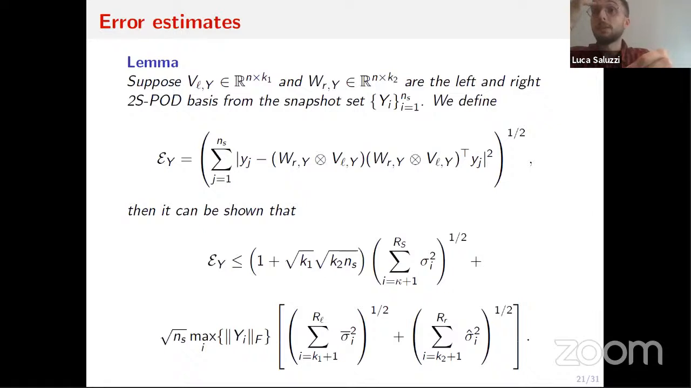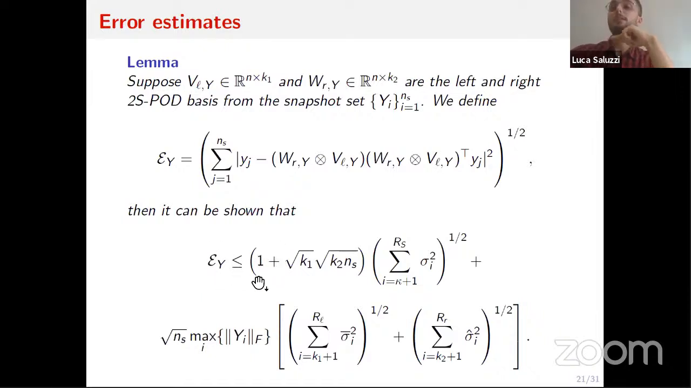More about the error estimates. First of all, we want to know something about the projection. Let's think that we constructed the left and right basis of the two-side POD approach, and now we have this snapshot set given from 1 up to NS. For all these estimates, we are just vectorizing: given the matrix, we are vectorizing, just doing the reshape. We define the projection error as YJ, the vectorized snapshot, minus the projection, where we are using the Kronecker product of the bases because we are using the vectorized form.